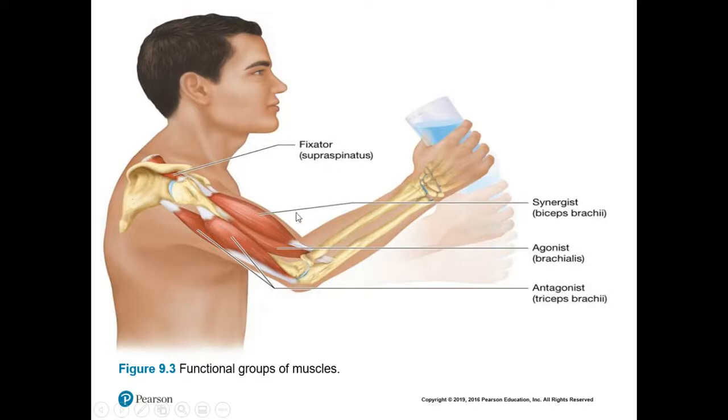Okay, so now this dude right here is trying to drink some water, right? In drinking the water, the synergist is going to be the biceps brachii. The agonist is going to be the brachioradialis, or brachialis and brachioradialis, which you don't see here. And then bringing that arm back is the antagonist, which is the triceps brachii, 3 heads.